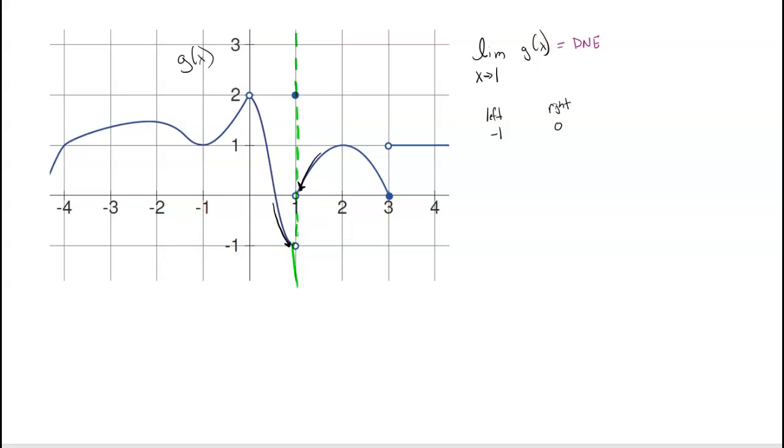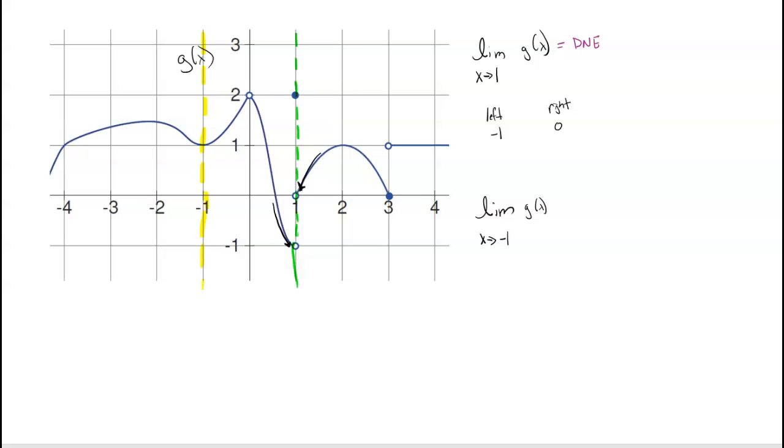Let's take a look at another using the same graph. What happens if I say the limit of the function as it approaches -1? So let's take a look at -1. Let me change my highlighting color up a little bit. So here's -1.